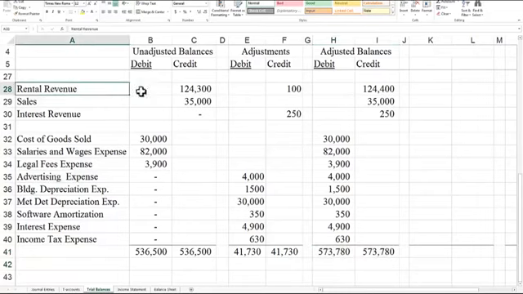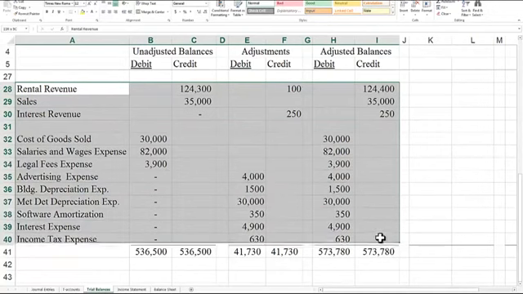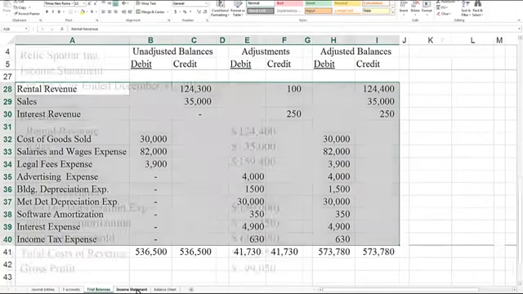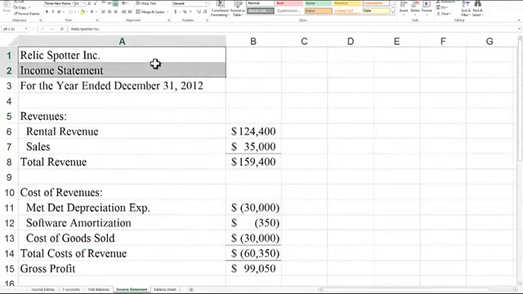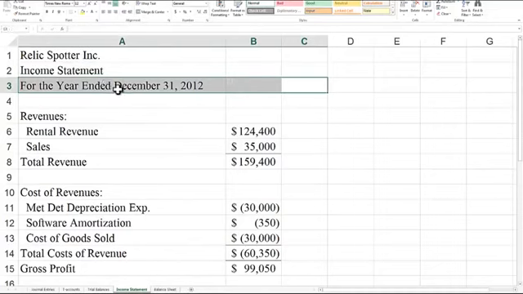Now what we're going to do is take all of these revenue and expense accounts, which are summarized right here on the trial balance worksheet, and put them in the income statement format. So we start out with Relic Spotter's income statement for the year ended December 31, 2012. And it's important to note that it's for an entire year because income statements are always for a period of time. We have to let people know what the period is.